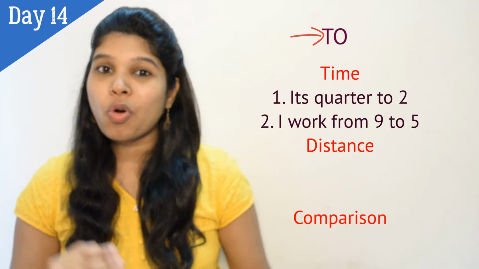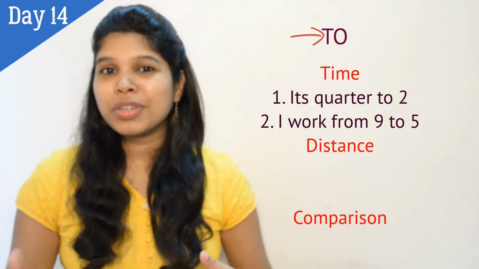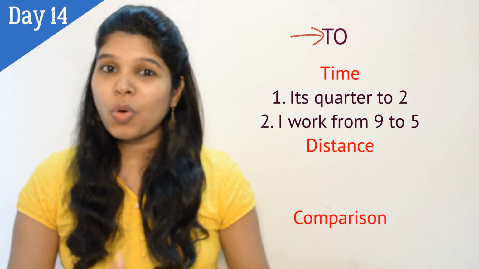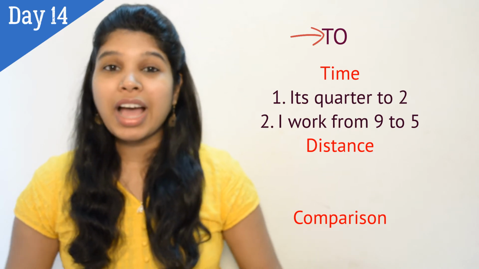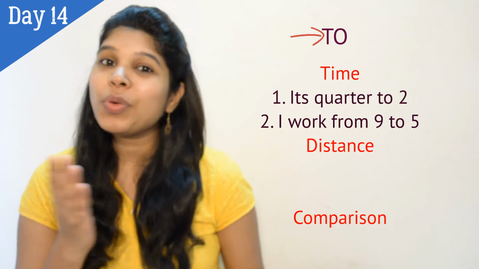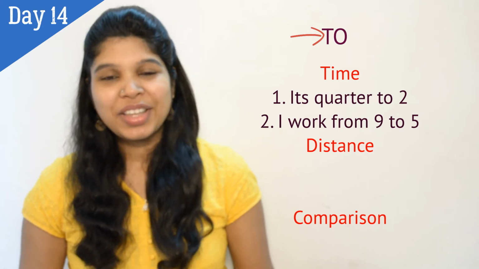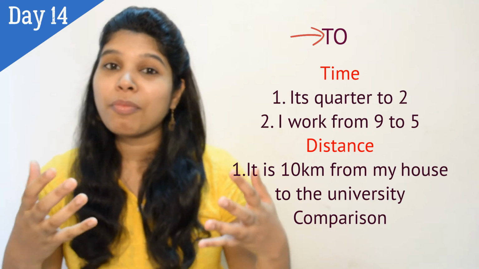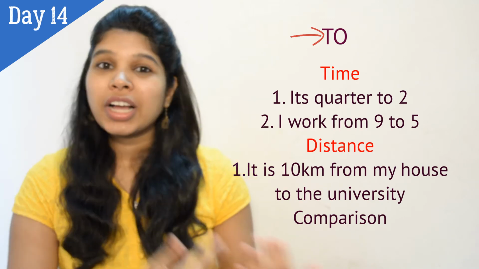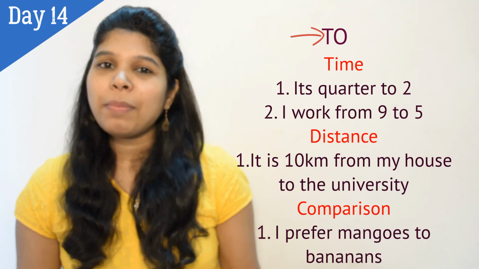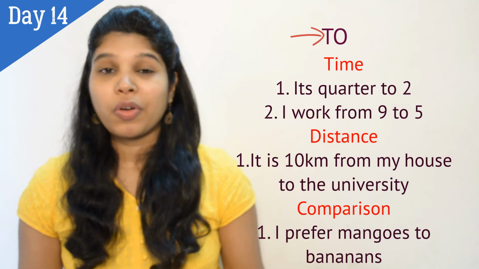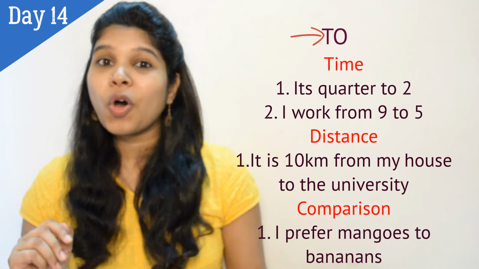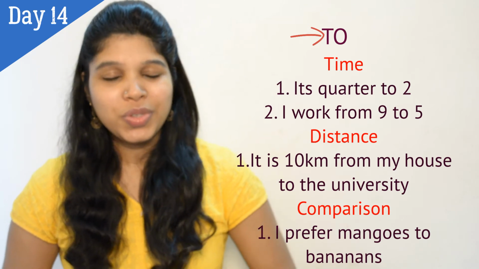Time. It's 1:45 or it's 15 minutes to 2, isn't it? In all these cases, you use to. And also when you are giving a time period, like I work from 9 to 5 or I work from Monday to Saturday. Now coming to the distance part, it is about 10 kilometers from my house to the university. Coming to the comparison part, I prefer mangoes to bananas or I prefer coffee to tea. So whenever you talk about preferences or comparisons, you are supposed to use to.